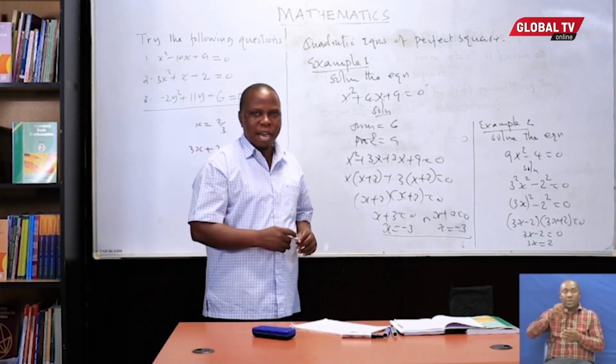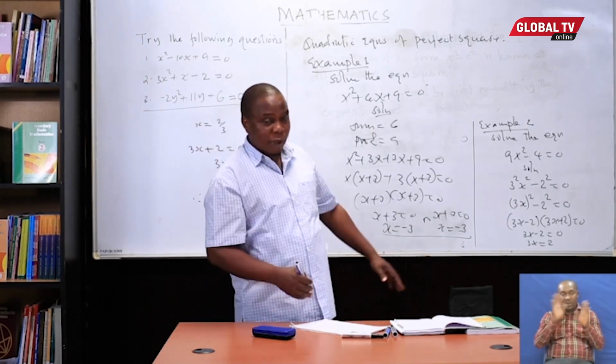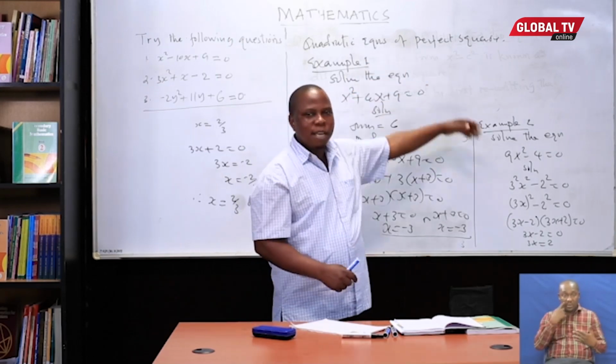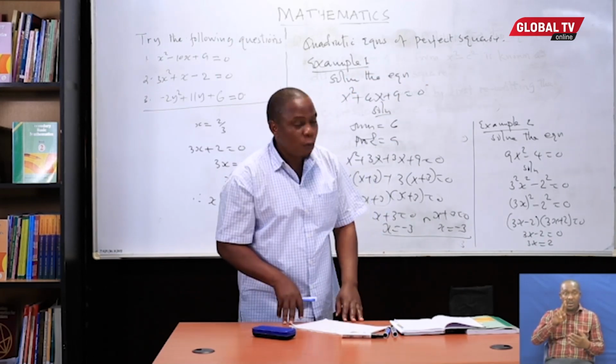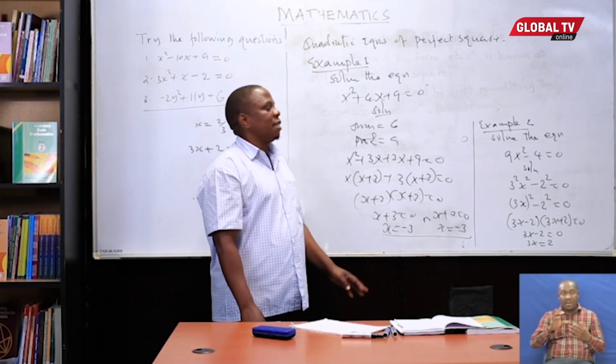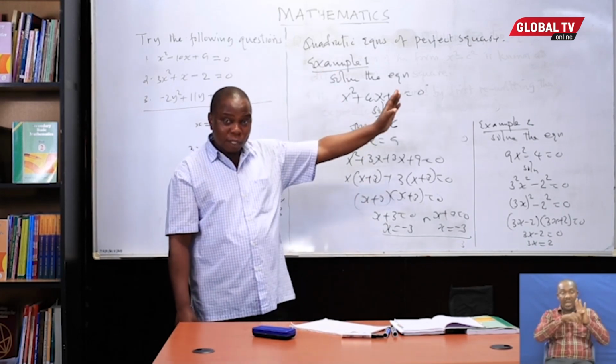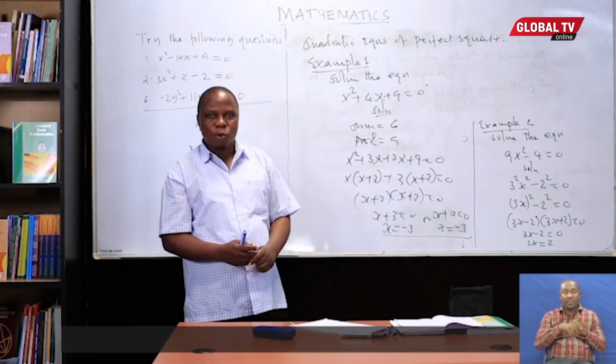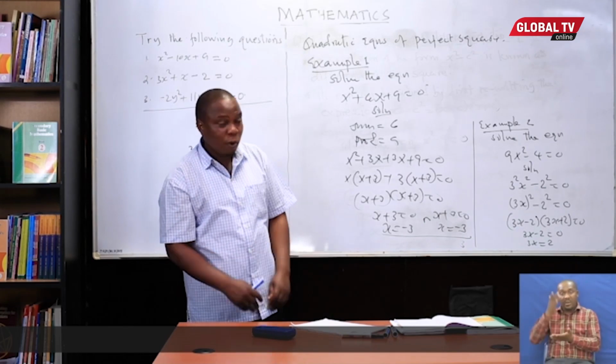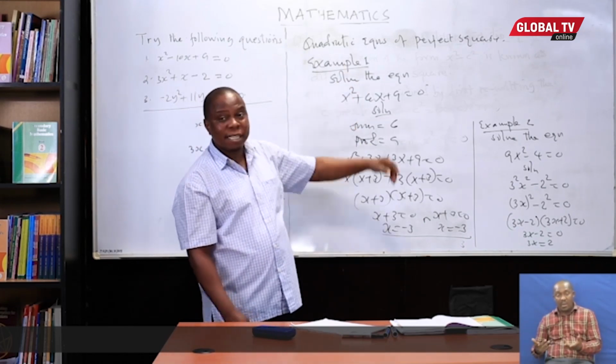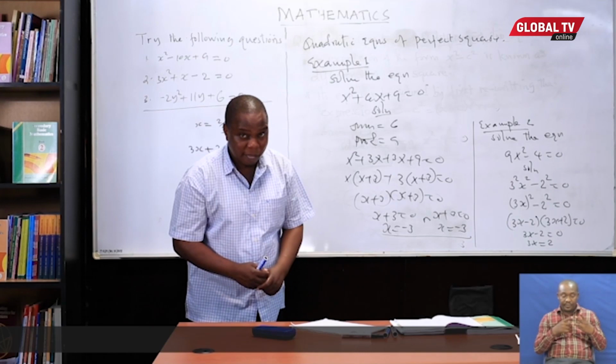So that's all we have to discuss today. We have seen how to solve quadratic equations with negative coefficients. We have seen how to solve quadratic equations leading to the difference of two squares, and how to solve quadratic equations which lead us to the perfect square.